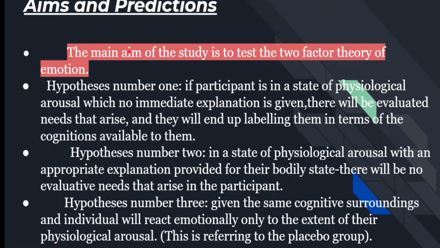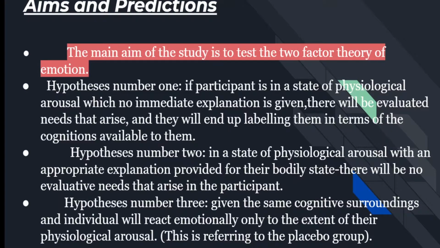So, aims and predictions. There have not been many studies that have explored a similar concept, as this two-factor theory is quite novel. So the main aim of the study is to test the two-factor theory of emotion. There are, however, three hypotheses, and these are directional hypotheses, or one-tailed ones, which means not only do they predict a significant difference, they also predict the direction or the nature of the differences.